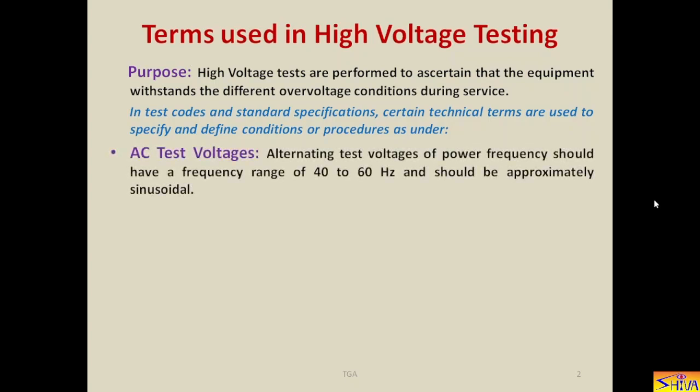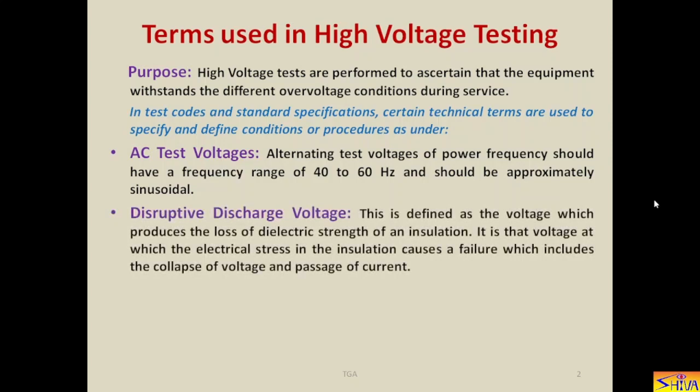First is AC test voltages. Alternating test voltages of power frequency should have a frequency range of 40 to 60 Hz and should be approximately sinusoidal. See, when we are using power system or in the power system, there is restriction on the frequency of the AC voltage supply. But when we are testing the equipments, it is not directly through the power system equipment, but it is through the testing transformer. So there is some flexibility for the frequency range. It should be between 40 to 60 Hz.